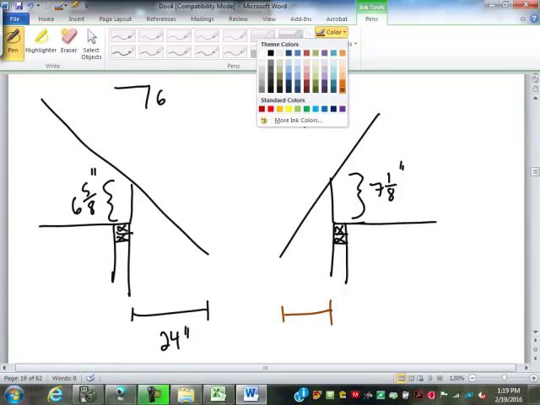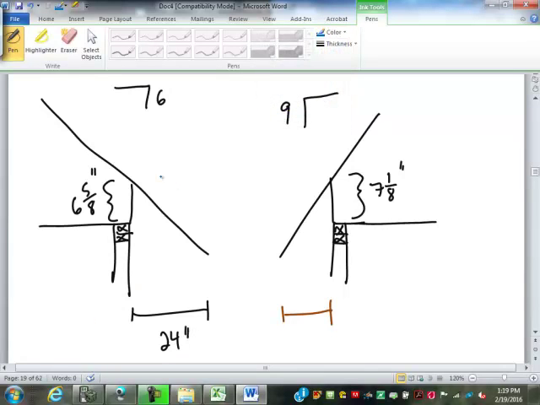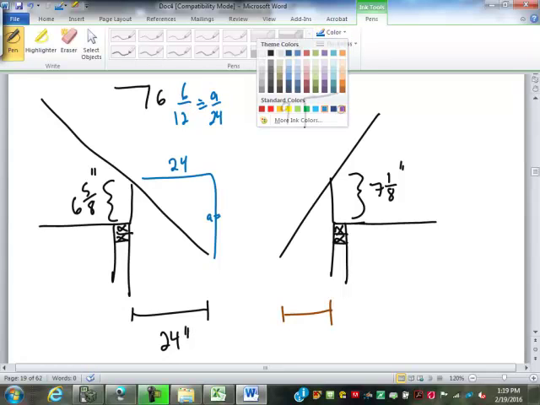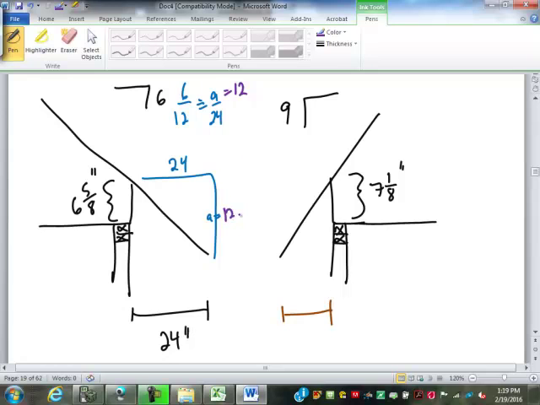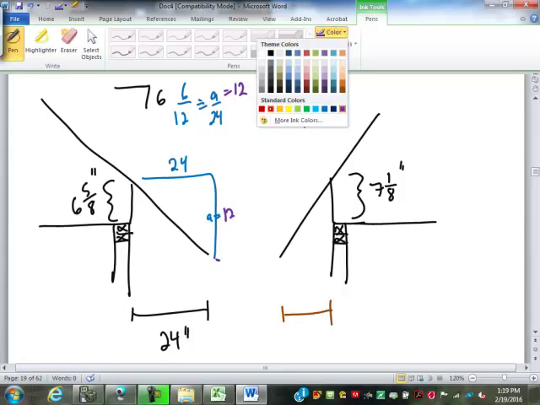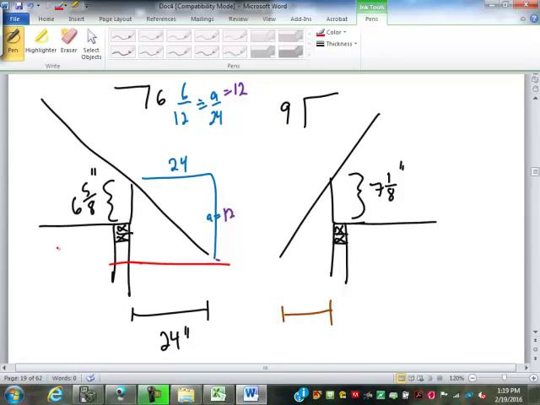So we've got our height drop here. This is 24 inches. We'll call this A. 6 over 12 equals A over 24. So A is 12. So that means this point down here is 5 3/8 inches below. So over here, this is also 5 3/8 inches below.